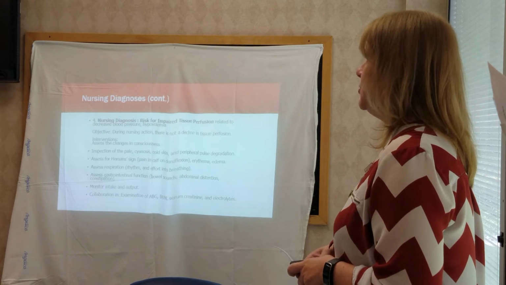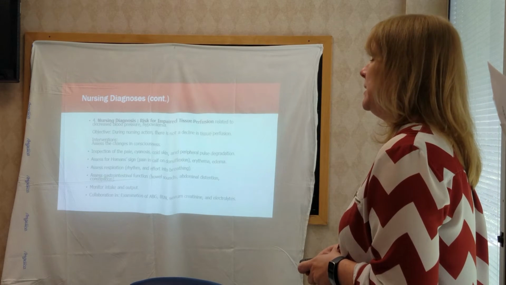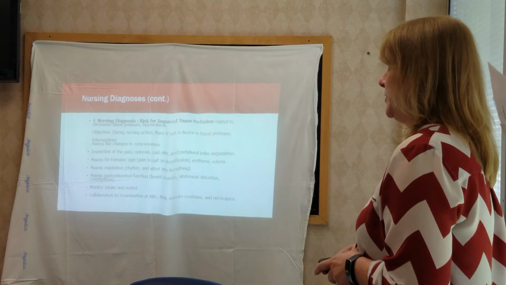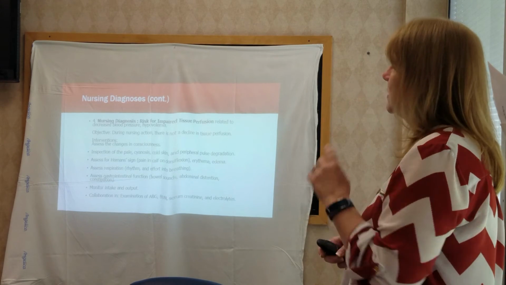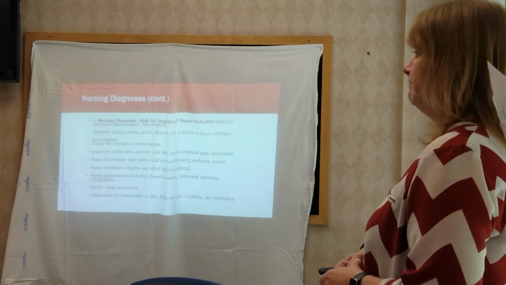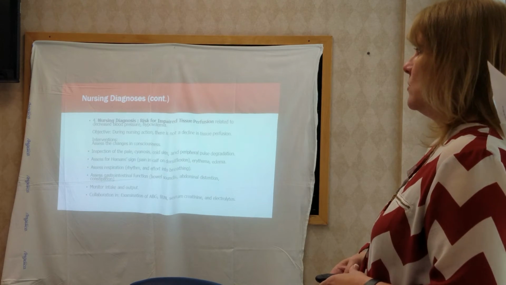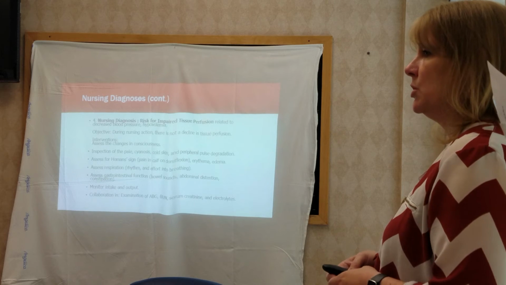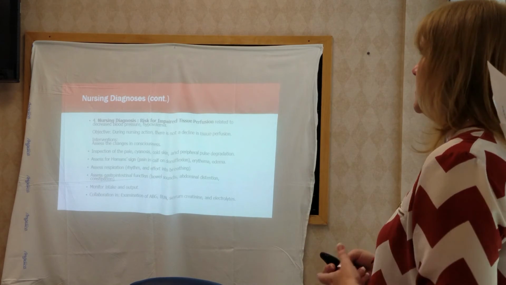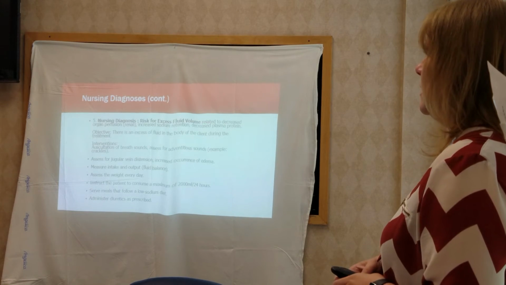Risk for impaired tissue perfusion related to decreased blood pressure and hypovolemia. During this nursing action, there is not a decline in tissue perfusion, is what your objective is gonna be. So what are some of the things that we're gonna monitor? Level of consciousness. Yeah. And the normal things, when you walk in the room, you're gonna look, see if they're pale. When you reach over to touch them, is their skin cold and clammy? You're gonna look for all that.